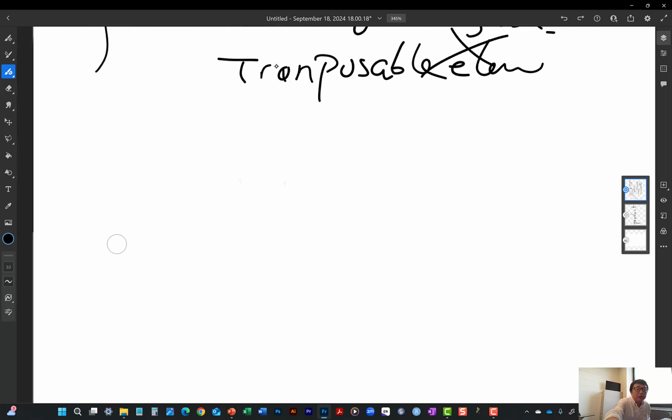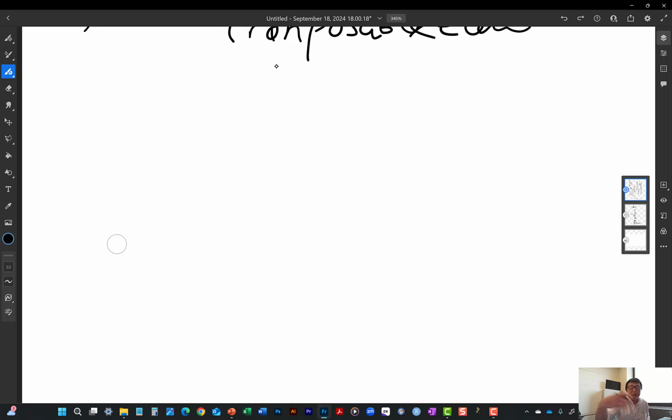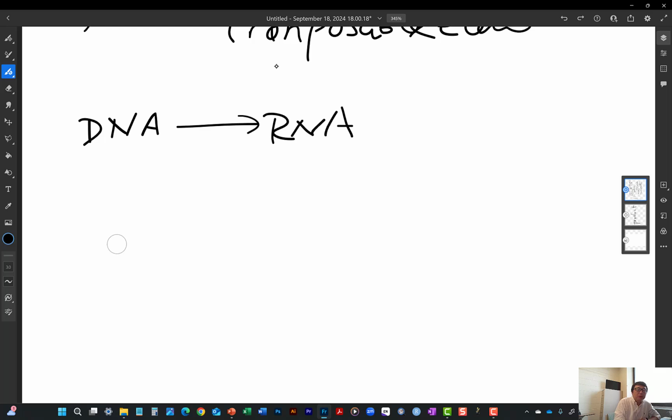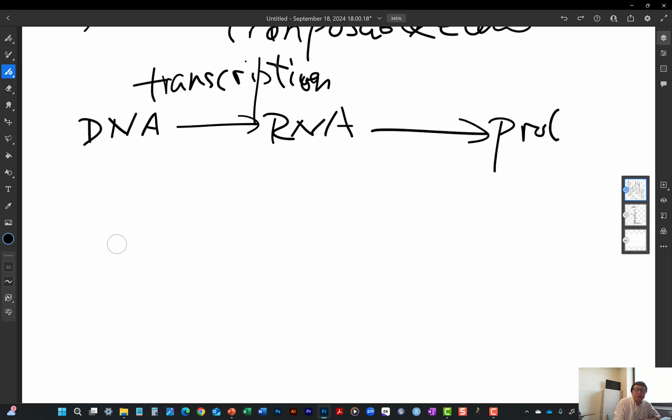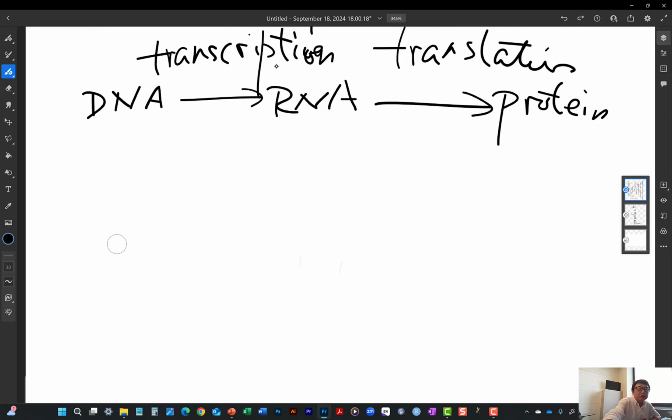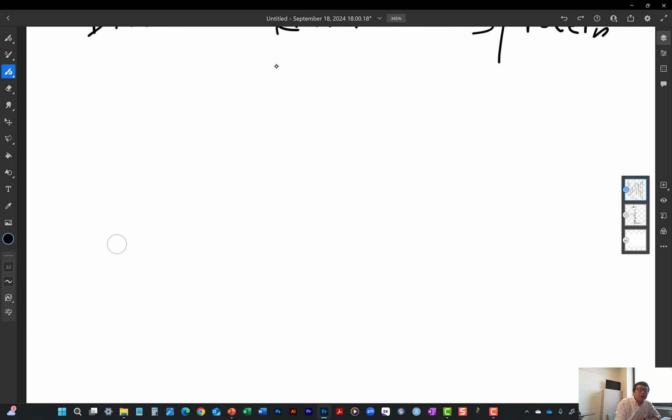Next, a gene is a DNA sequence. Eventually, some genes become RNA, some genes become protein, but now we focus on how the DNA sequence becomes a protein sequence. There are two steps. First, the DNA needs to become an RNA sequence, and this we call transcription. And then the RNA sequence becomes a protein sequence, and this we call translation. Let's first focus on transcription.